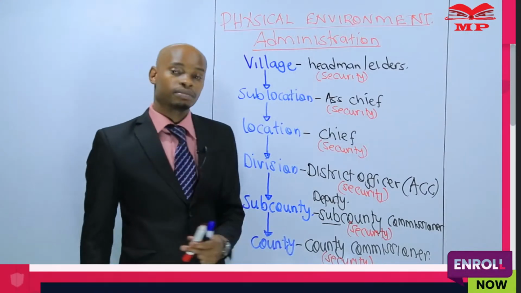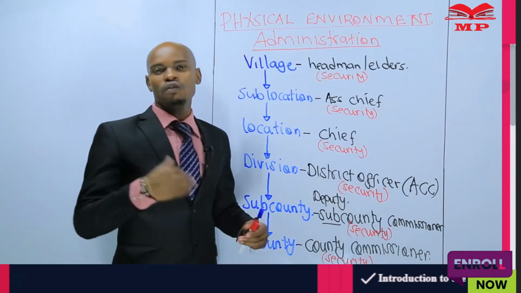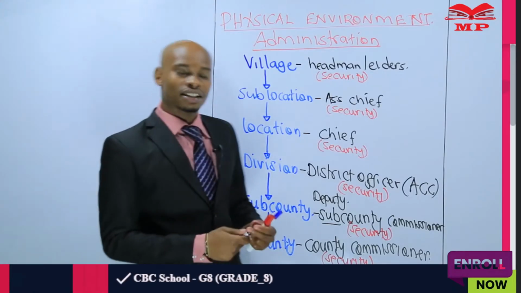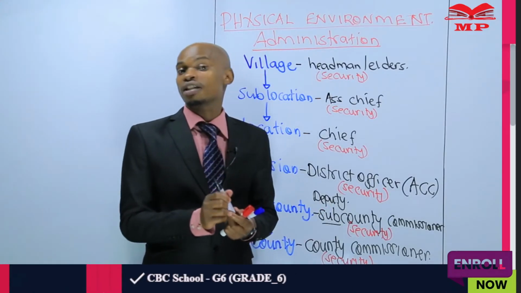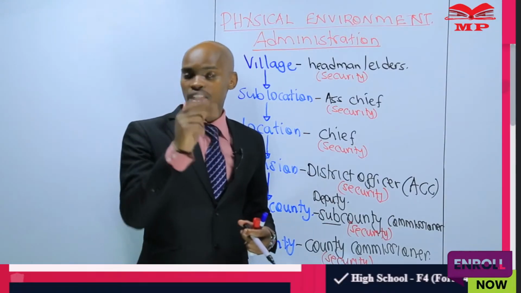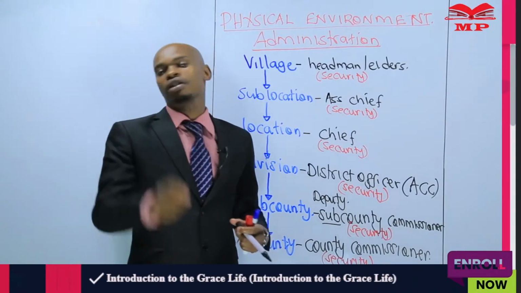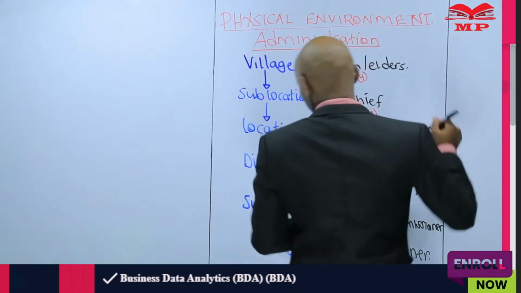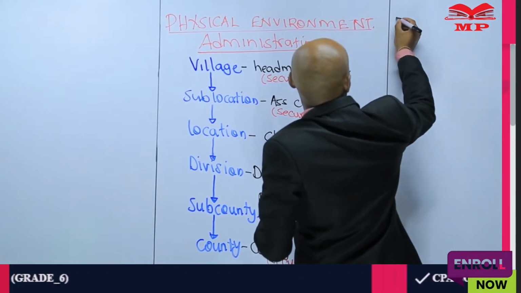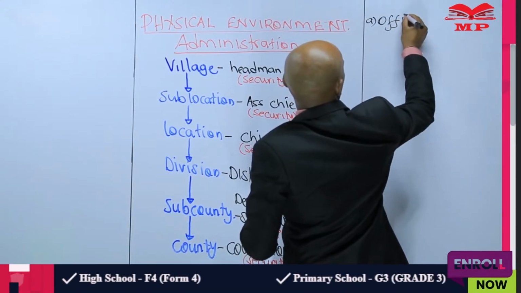Using the information here, we are supposed to know who is the administrator of a given map. So when the question is getting to know the administrator of a certain area, there are two things that can help you identify who is the administrator of an area. Number one, we use offices.